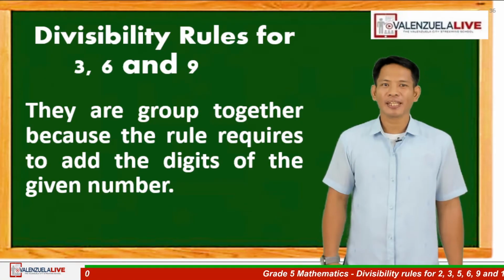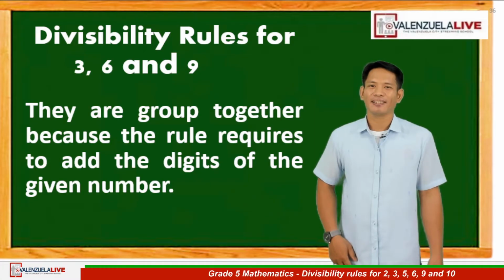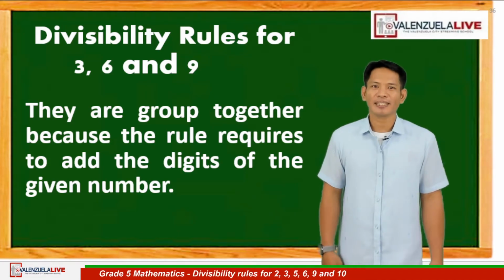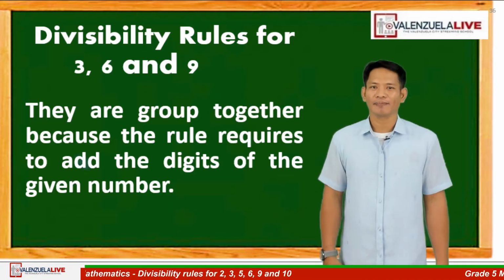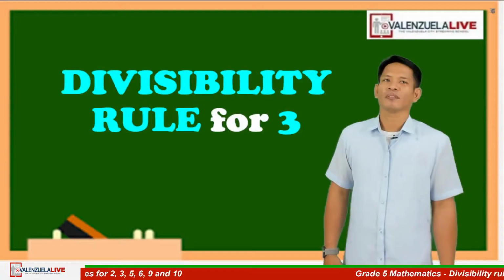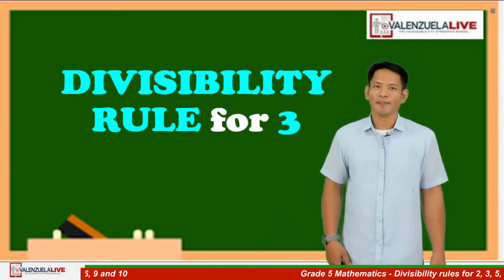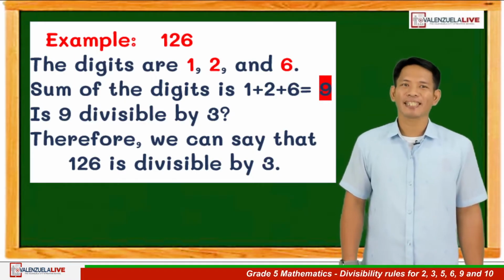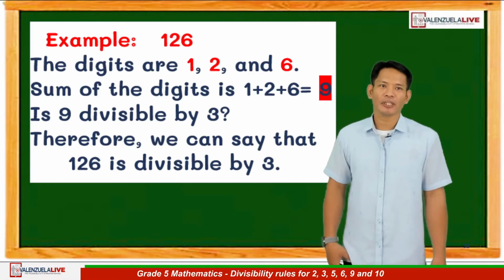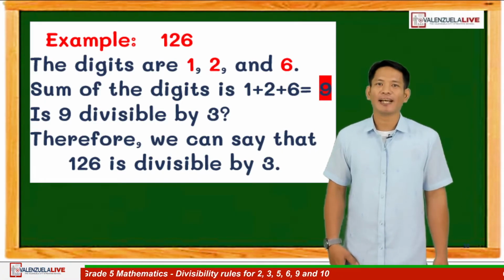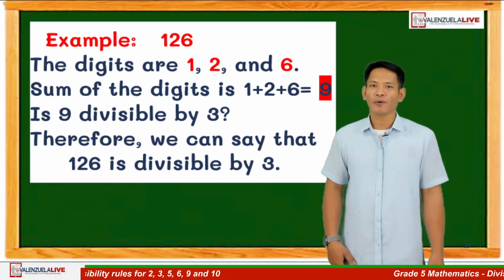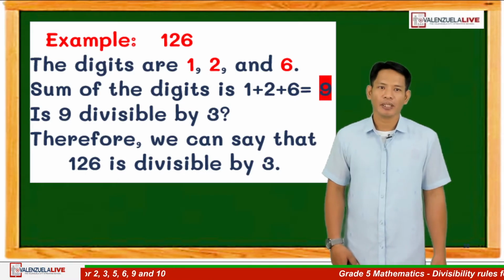Grade 5, why do you think they are grouped together? That's right. They are grouped together because the rule requires to add the digits of the given number. Let's find out. What is the divisibility rule for 3? For example, we have 126. The digits are 1, 2, and 6. If we add the digits 1 plus 2 plus 6, the sum is 9. Is 9 divisible by 3? Yes, of course. And therefore, 126 is divisible by 3.